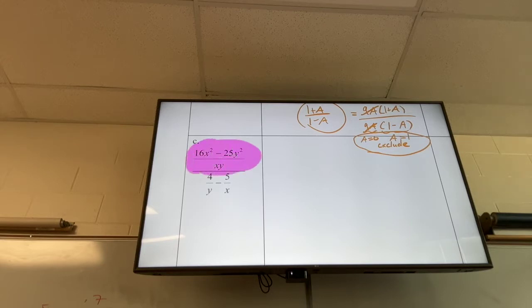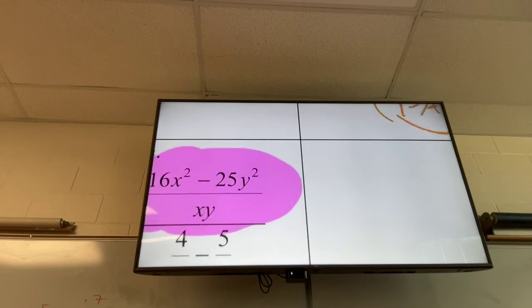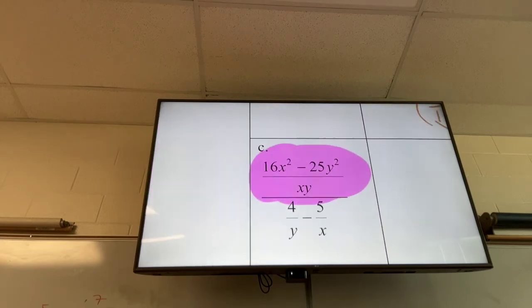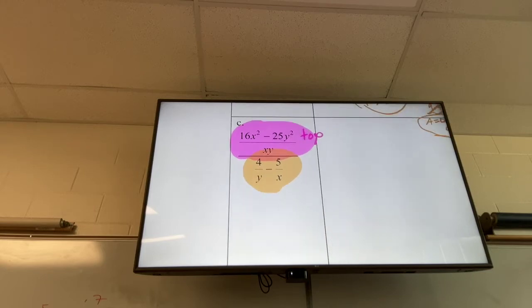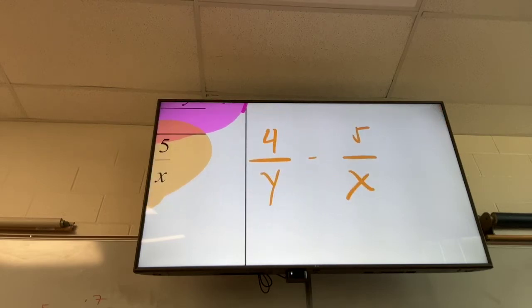Okay, first step is I highlight the top, right? I need to make sure those get combined into one fraction. Surprise, they already are, okay? So there's the top. Now I'm going to highlight the bottom in orange. So I've got to combine those two. I've got to subtract them. I need a common denominator, okay?